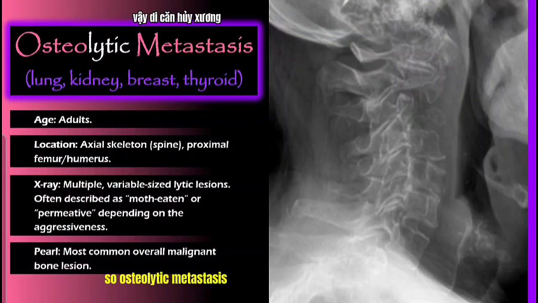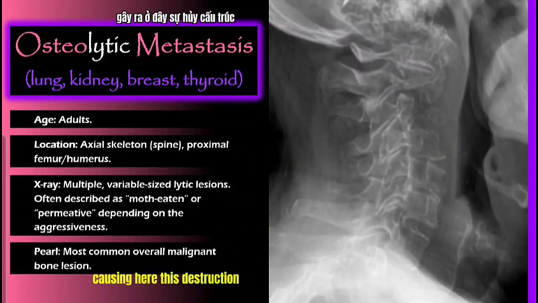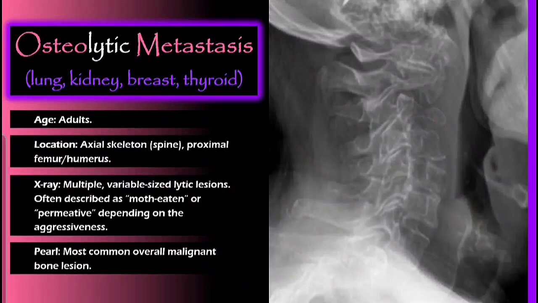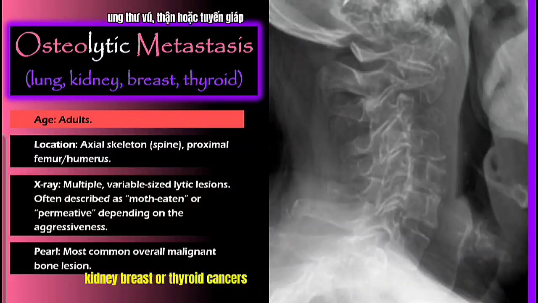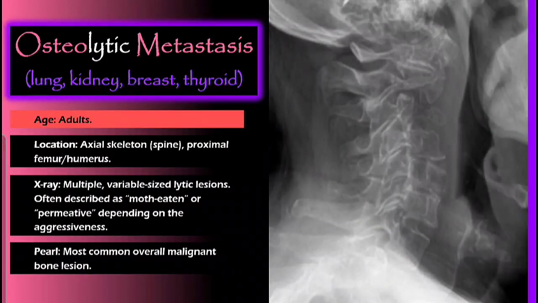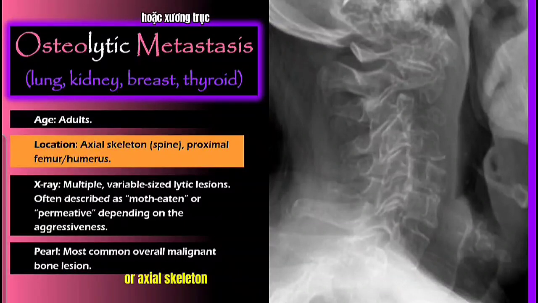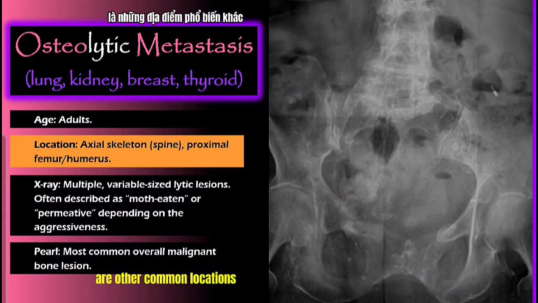So osteolytic metastasis is the spread of a primary tumor to the bone, causing here this destruction and lytic or lucent appearance of the C3 vertebral body. This typically occurs in adults and is due to spread from lung, kidney, breast, or thyroid cancers. This is most commonly seen in the spine or axial skeleton, although the proximal femur and humerus are other common locations.